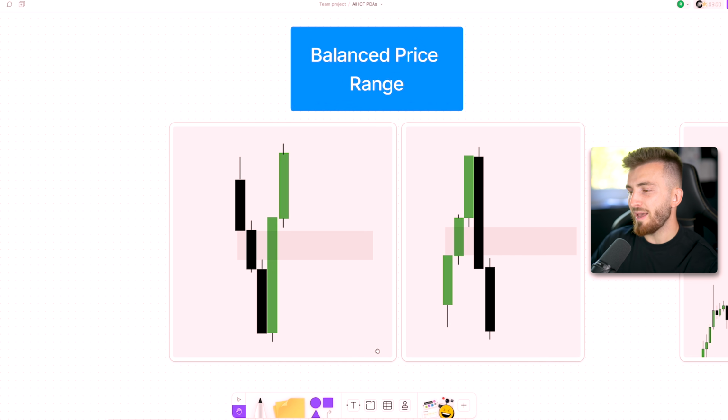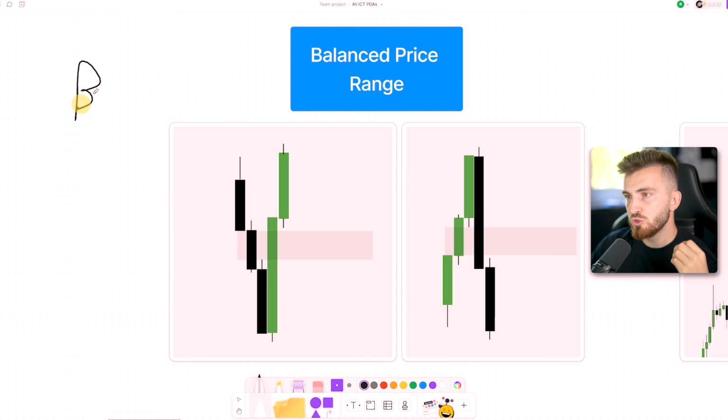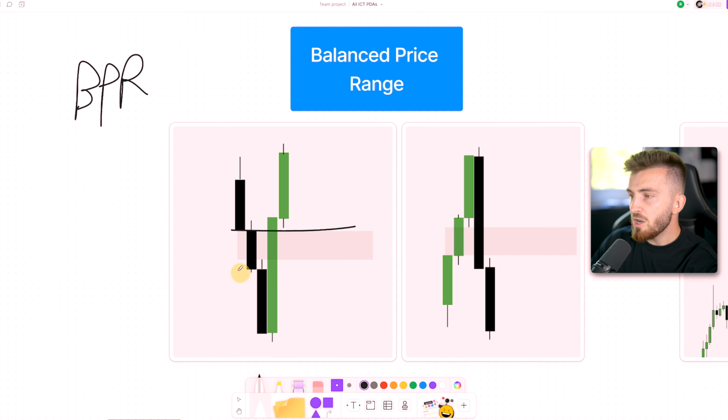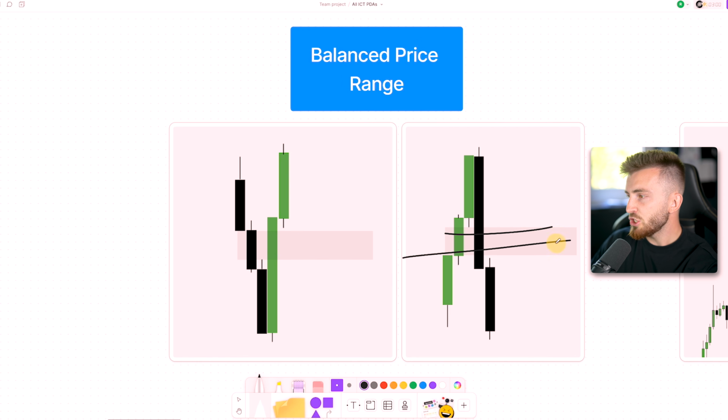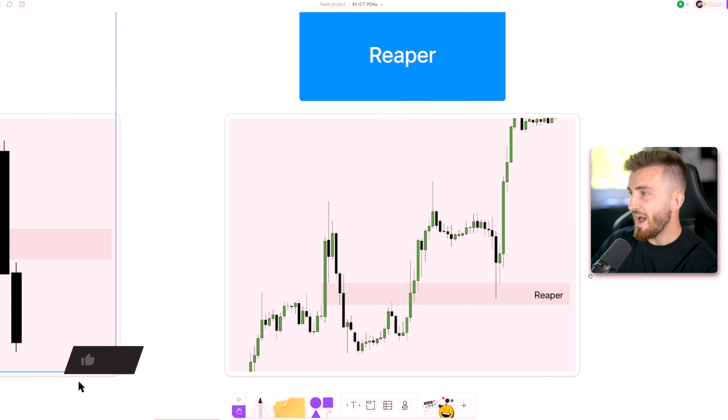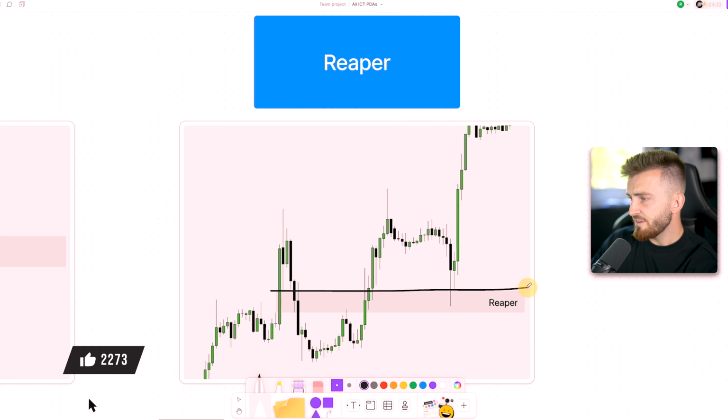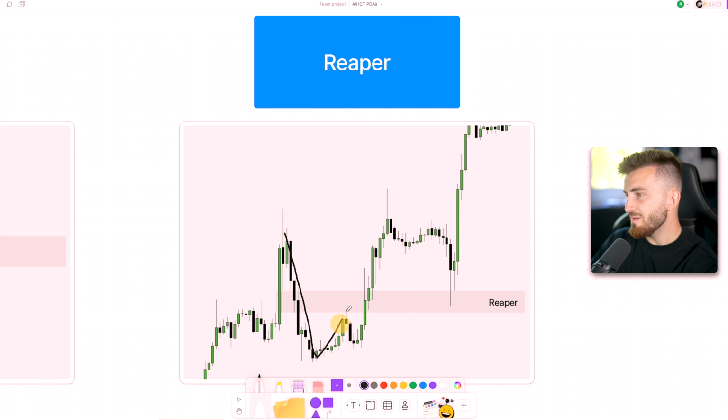Next one, we have the balanced price range, or BPR, which is what people like to call it. The BPR is basically two fair value gaps that overlap, creating the BPR. And that can happen on the bullish or on the bearish side. Then we have the Reaper. A Reaper is basically a fair value gap that is flipped across and is inside of a breaker order block, which we will look at next.